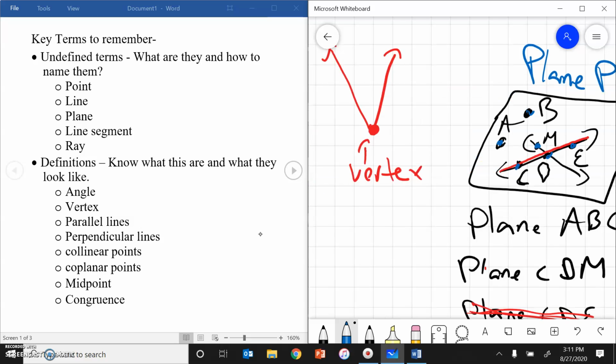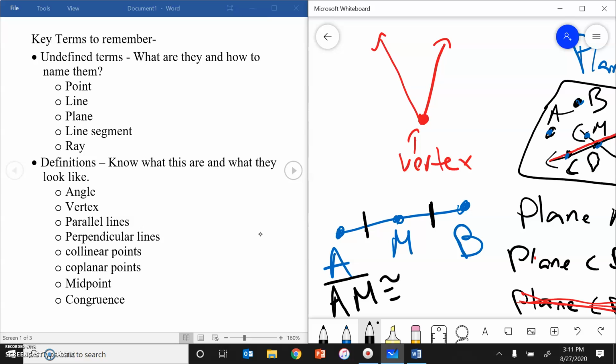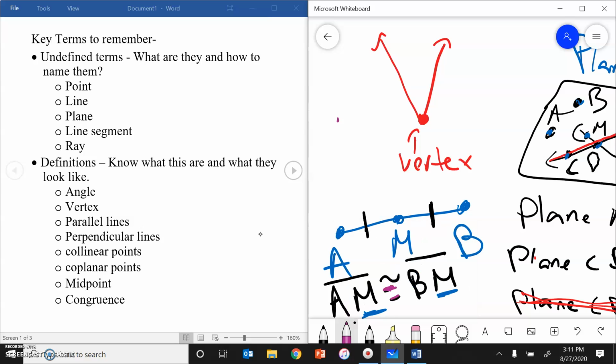Okay. Midpoint. If you have a segment AB, the midpoint of that segment, not only is it the point in the middle, but it's the point that splits the segment into two congruent parts. So segment AM is congruent to segment BM, because point M is the midpoint. M is the midpoint. And congruence, it just means that they are, that's a fancy word for equal. And congruence is this symbol, an equal sign with a squiggly line. You need to make sure you know all those.